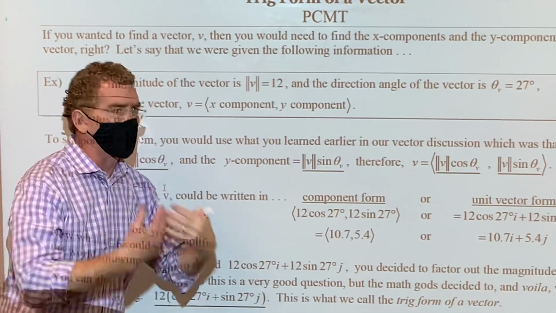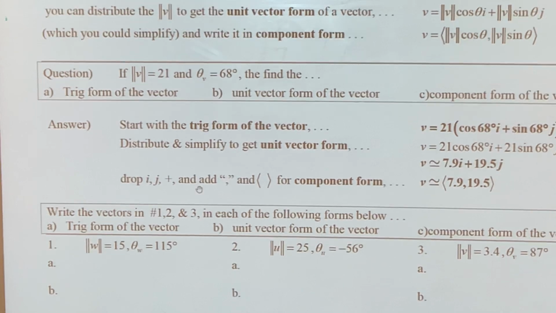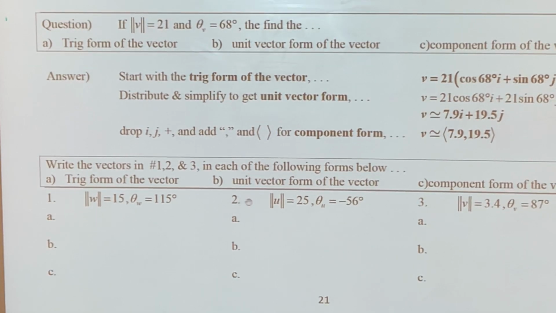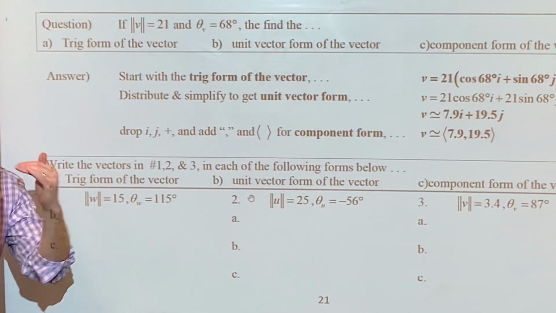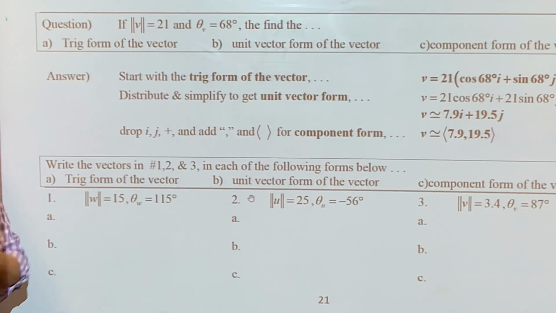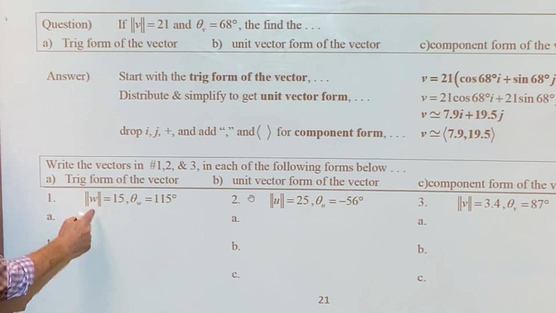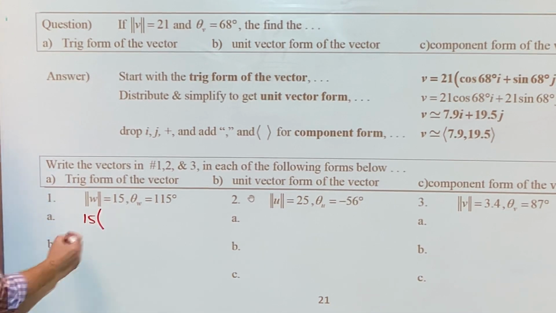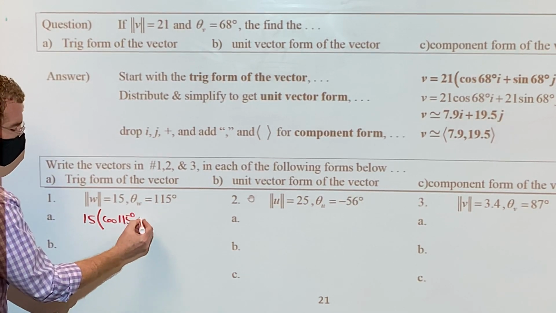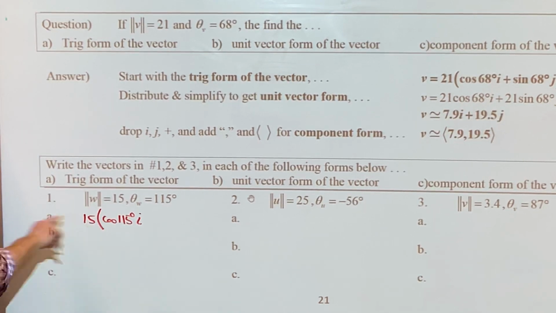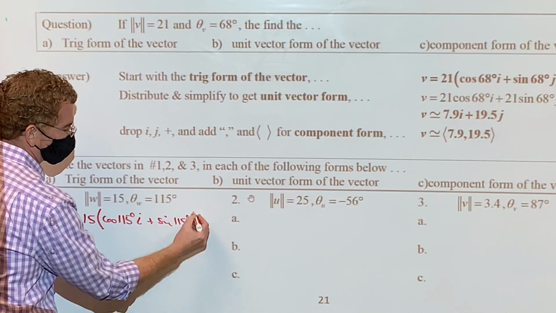But if you really think about the order that you're doing this, what you're really doing is kind of going from trig form, and you're going to see this down here at the bottom. If I give you information like a magnitude and a direction angle, you're really going from trig form to unit vector form to component form. I mean, you don't have to, but that's kind of the mentality. So right here, trig form, you're going to take the magnitude, parentheses, cosine of the angle times i, to let you know that you're moving left and right, plus sine of the angle times j.